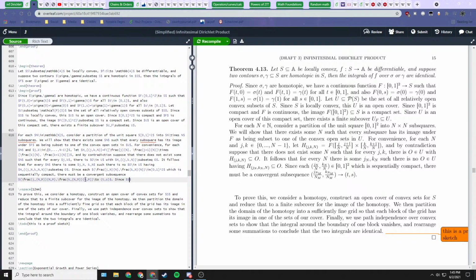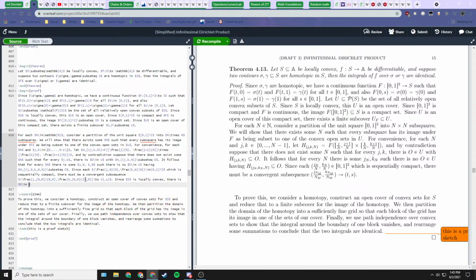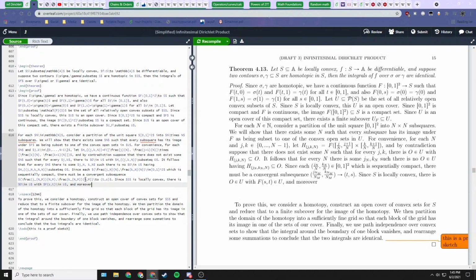However, since S is locally convex, there is O in U with F of (s,t) in O. And moreover, we can say, let's see, what do we want to say?